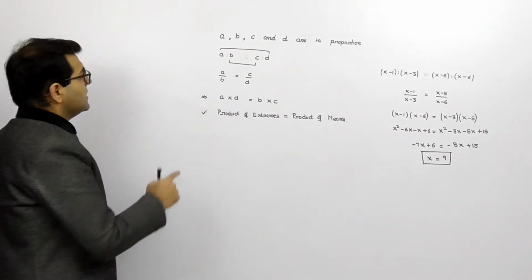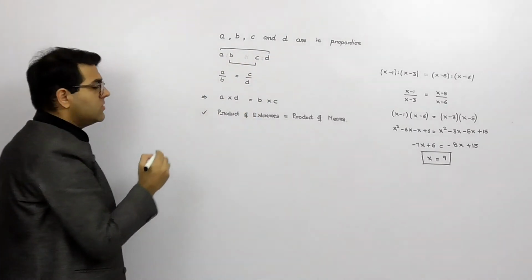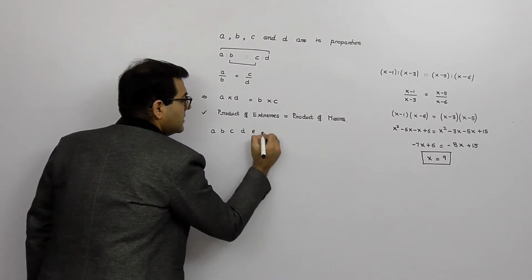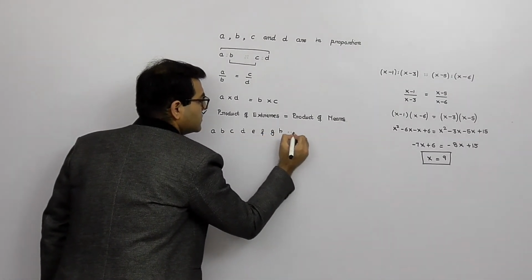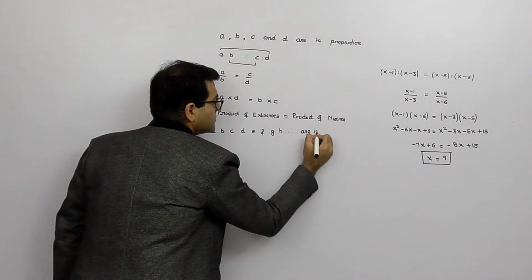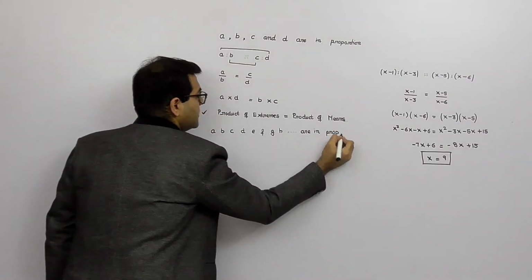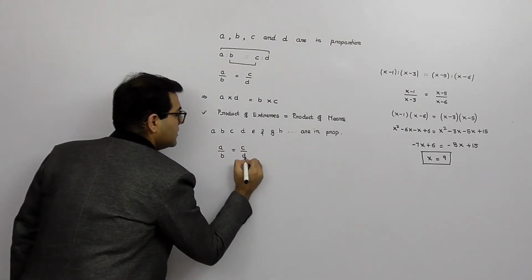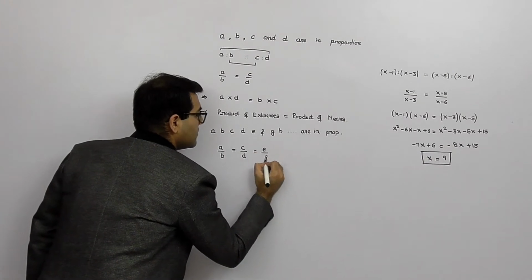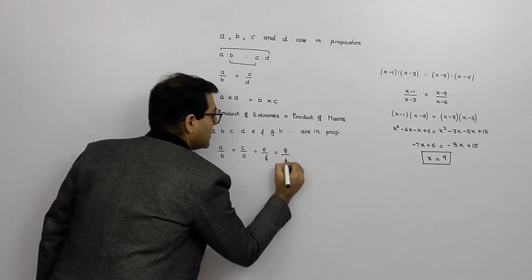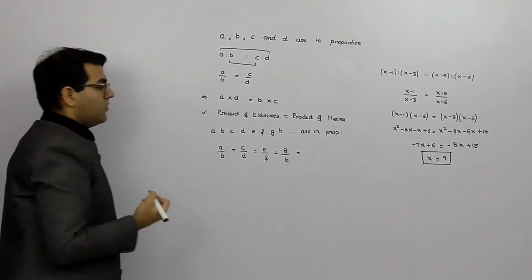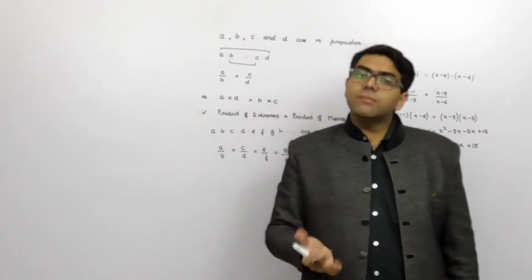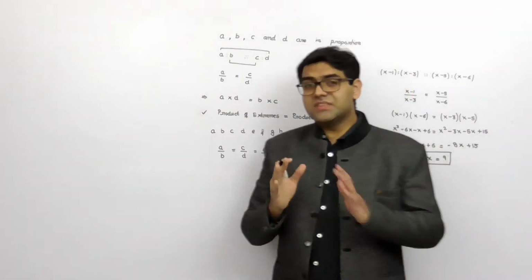For example, instead of saying A, B, C, D are in proportion, what if I say A, B, C, D, E, F, G, H and so on are in proportion. Now, it simply means A by B equals C by D equals E by F equals G by H and so on. Obviously, the concept of proportions can be extended to n number of variables provided the number of variables are always even.